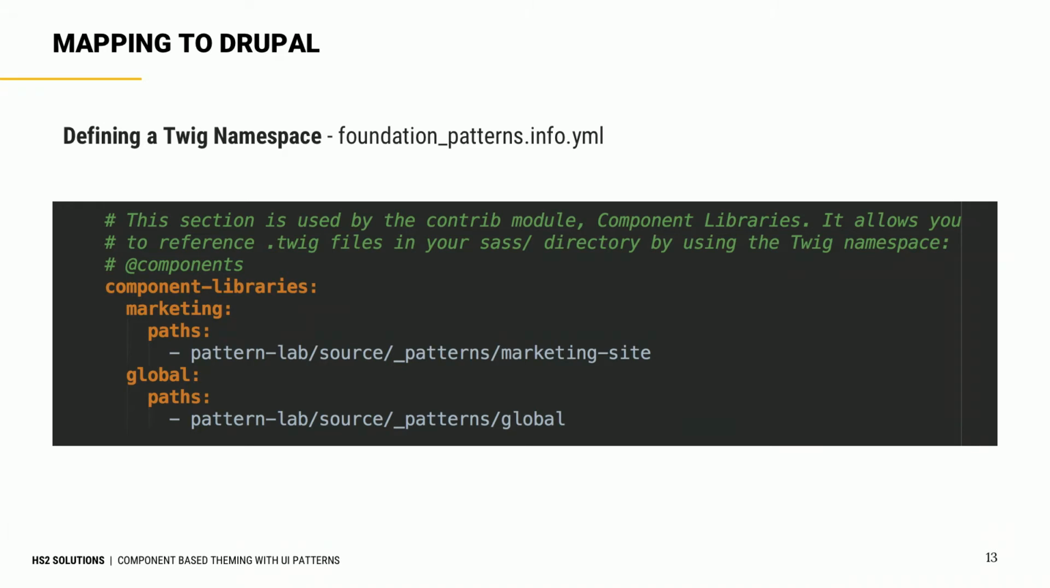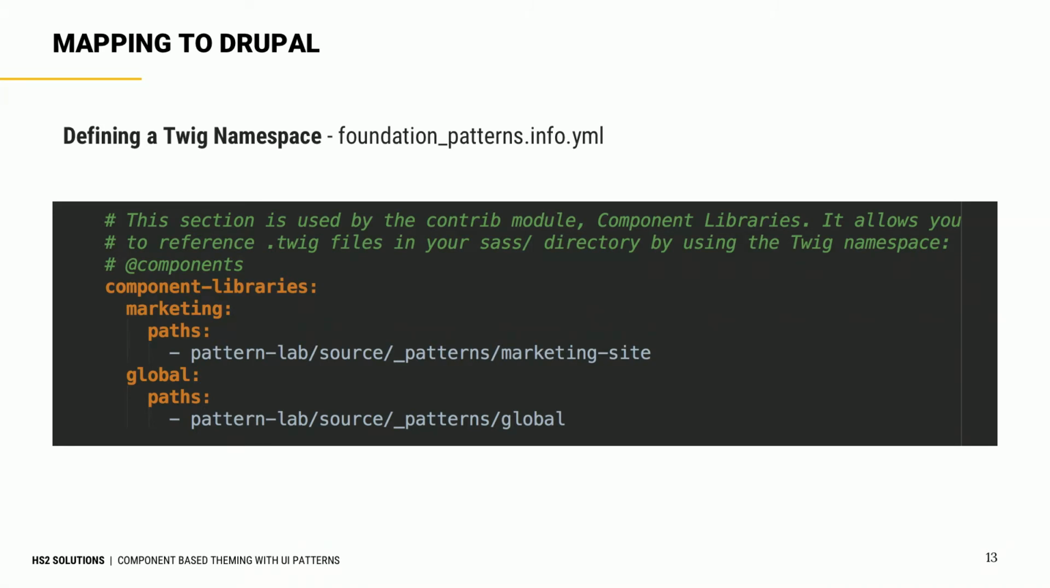Okay, but now we have the pattern library and all of its templates and code in our theme. But by default, Drupal will only look in the templates directory for templates, which makes sense because it's called templates. Way to go, Drupal, making sense. But there is a module called Component Libraries, which allows you to define Twig namespaces so that Drupal can look someplace other than the templates directory for your templates.